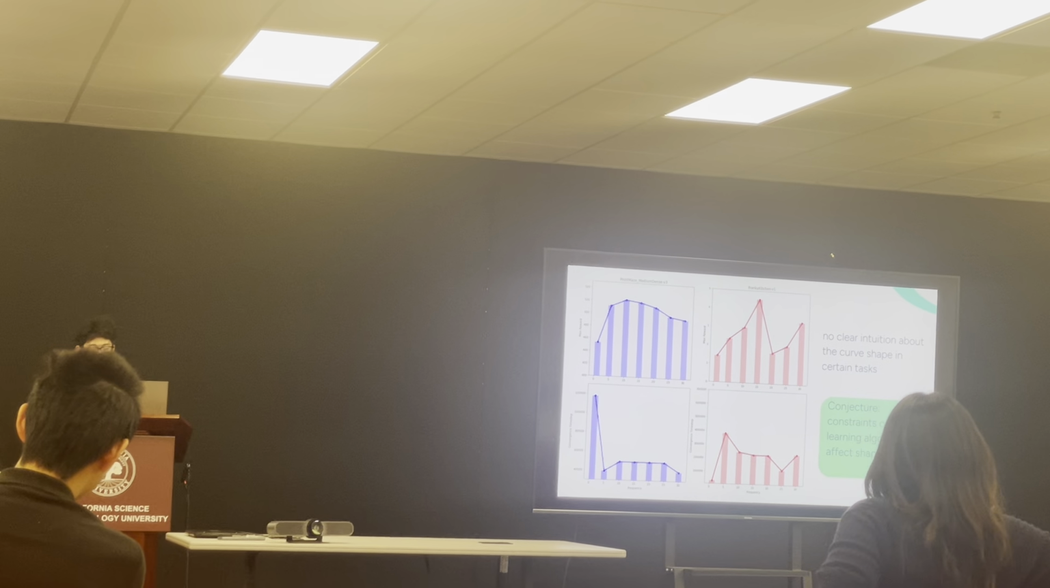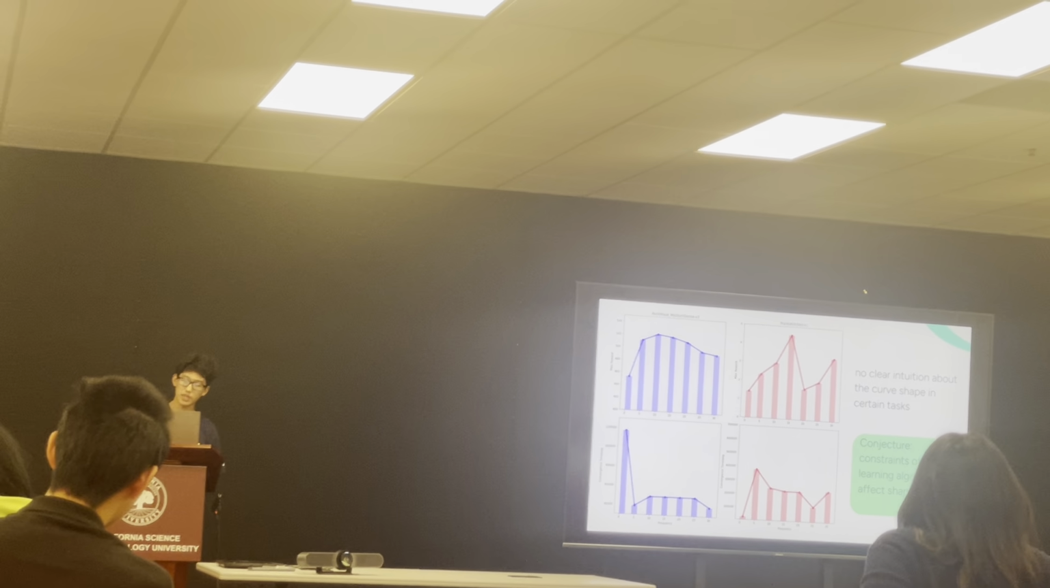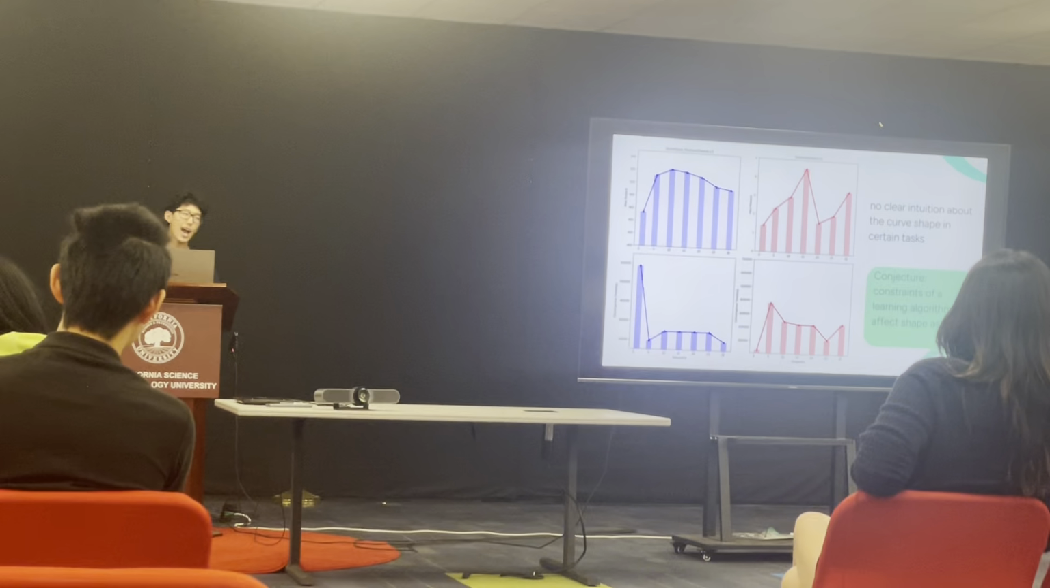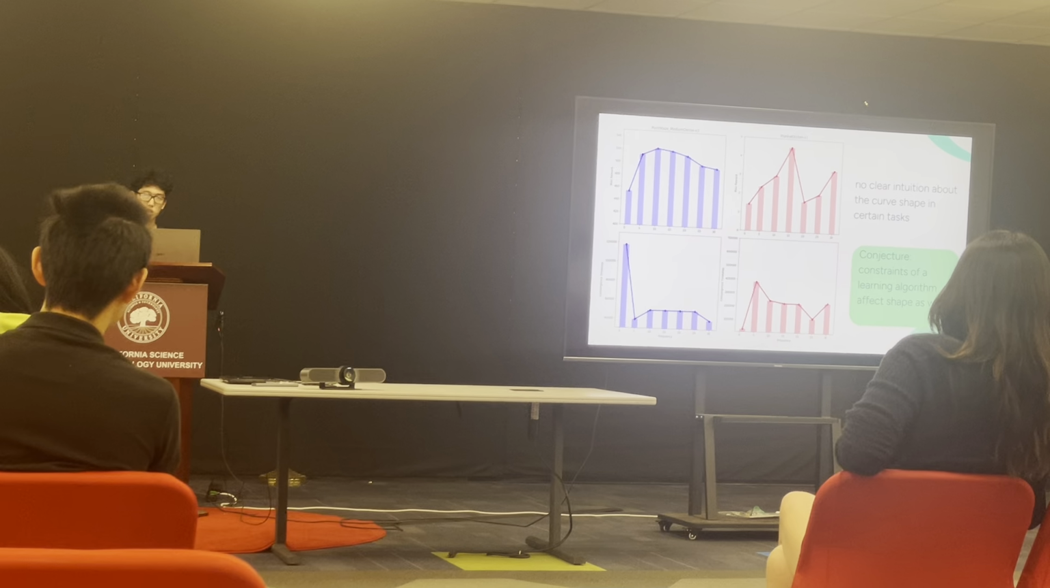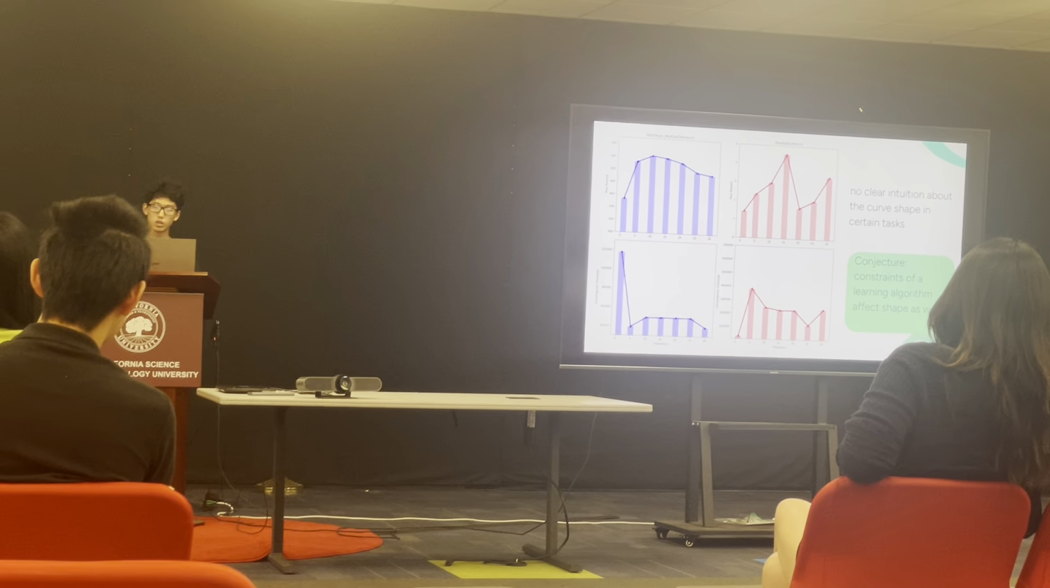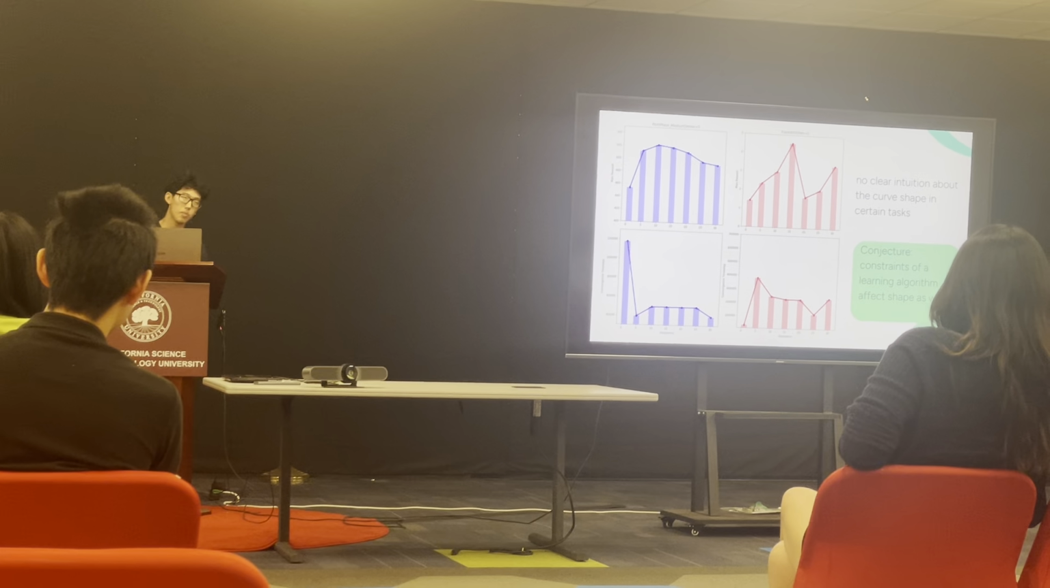And we also conjecture that constraints of the learning algorithm can affect the shape as well. For this specific experiment, we only trained with SAC. However, in future experiments, we should train with more learning algorithms to really show that learning algorithms can also affect the shape as well.